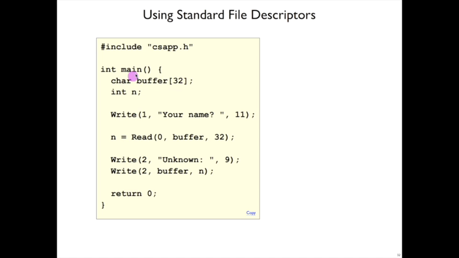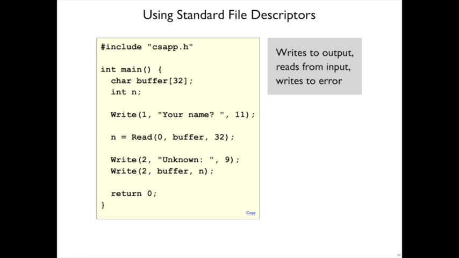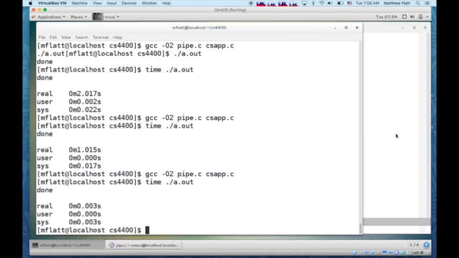So if we take this main program here that writes to 1, that means it's writing to the standard output of this program. In other words, it's going to write to a terminal or something like that. So it's writing the string, your name, which is 11 bytes long, including the space. Then it's going to read from 0, that's the standard input. And then it's going to claim that it doesn't know that person, whatever the name that was given. So if we take this program and run it, then it's going to write to the output, read from input, and write to the error port.